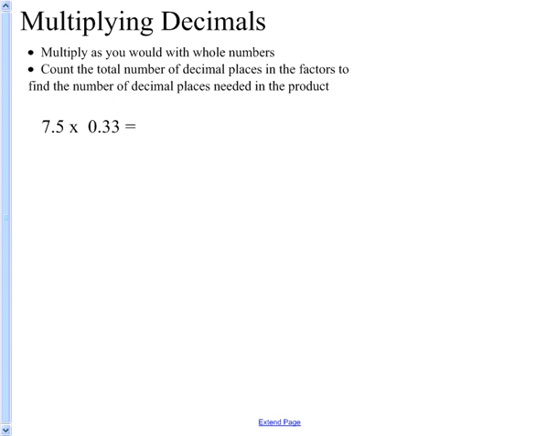Here's an example for you to try on your own. Why don't you hit pause on the video and then try it out and hit play again and see if you got the correct answer.